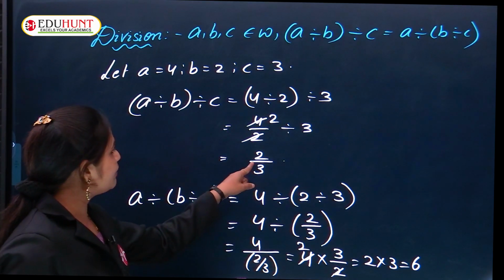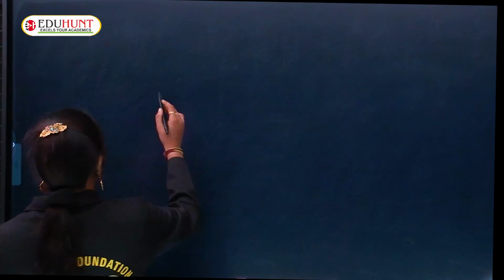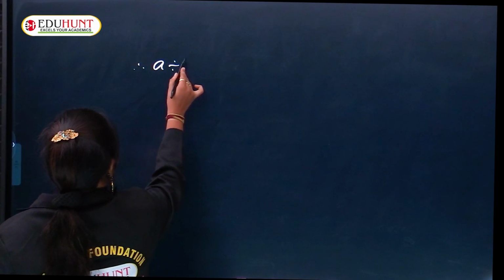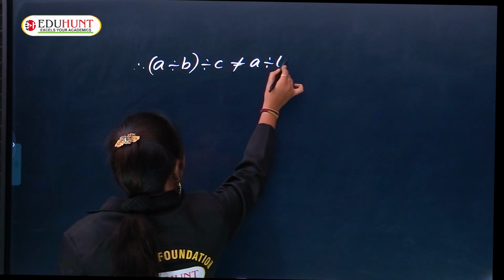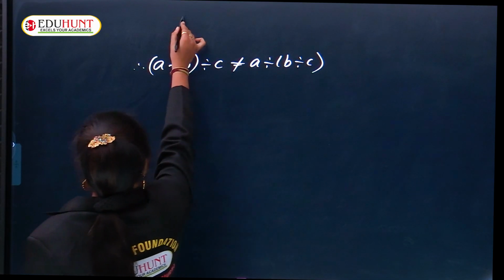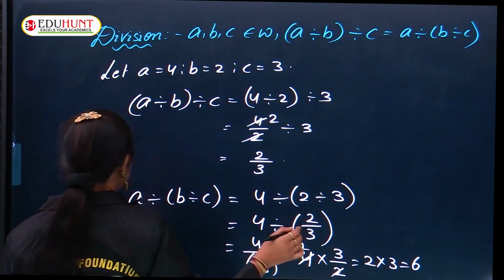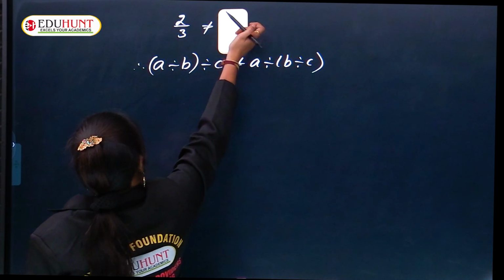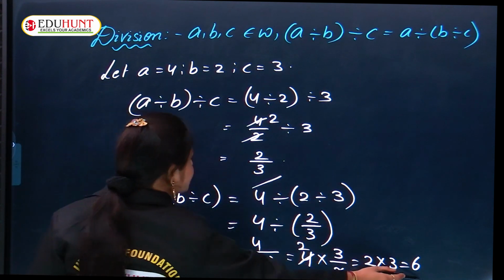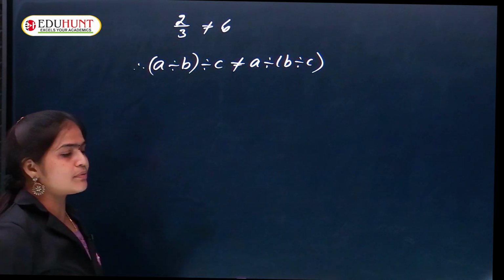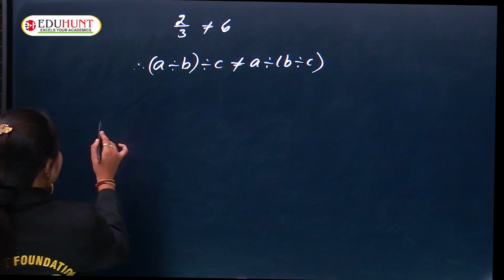Children, just observe that here we got 2 by 3 and here we got 6. Then what can we say here finally? Since A divided by B divided by C is not equal to A divided by B divided by C. Why? Because 2 by 3 is not equal to 6. Here 2 by 3 and here 6 we got, no? That's why 2 by 3 is not equal to 6. That's it. Understood?